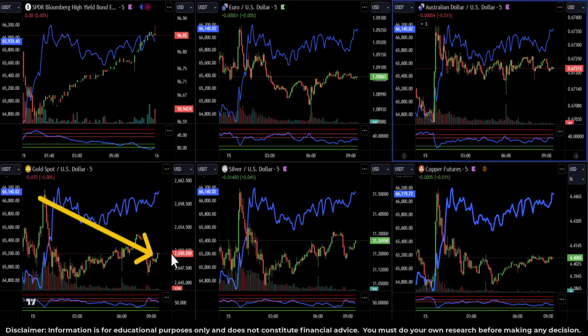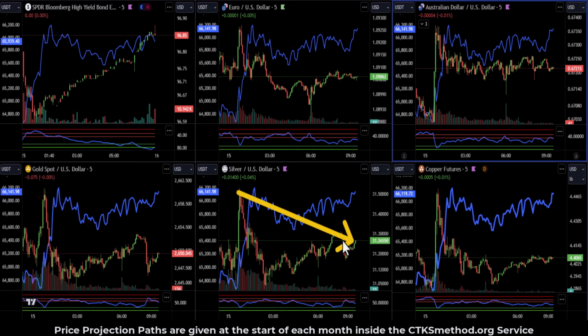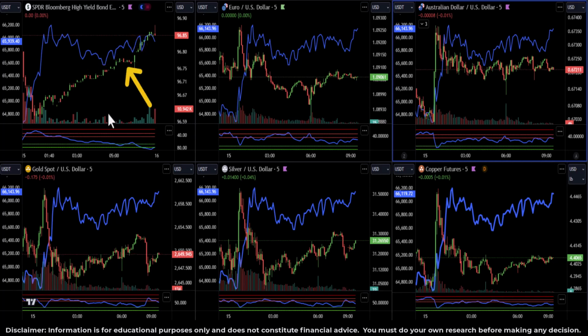We can see that gold and silver have come down. And also, copper has come down. They rallied up hard and then sold off. The major thing to pay your attention to is junk bonds at the current time.